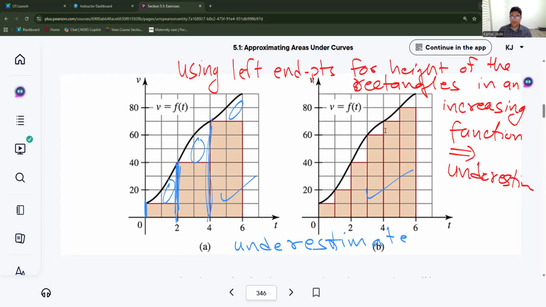Okay. If you had used right endpoints, you would have overestimated, for an increasing function. That's important. So it doesn't depend just on one factor. There are two factors at play here. Left endpoints, increasing function. That combination makes it underestimate. If you change one of them, it will become overestimate. So there are 4 different possibilities, right? Now, if a function is both increasing and decreasing, then they will tend to balance out.